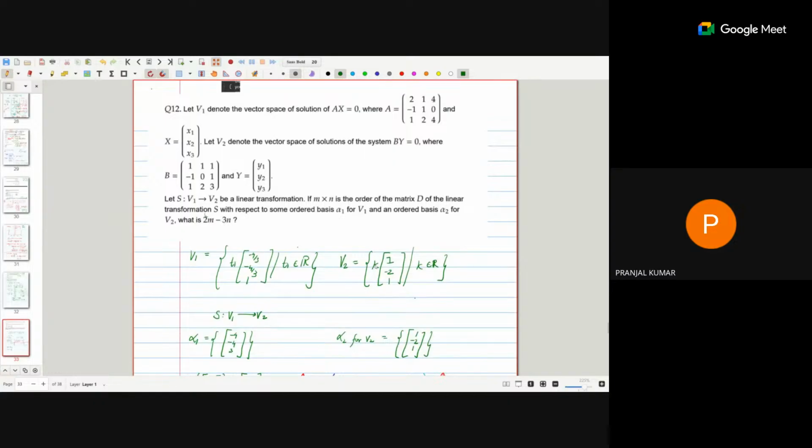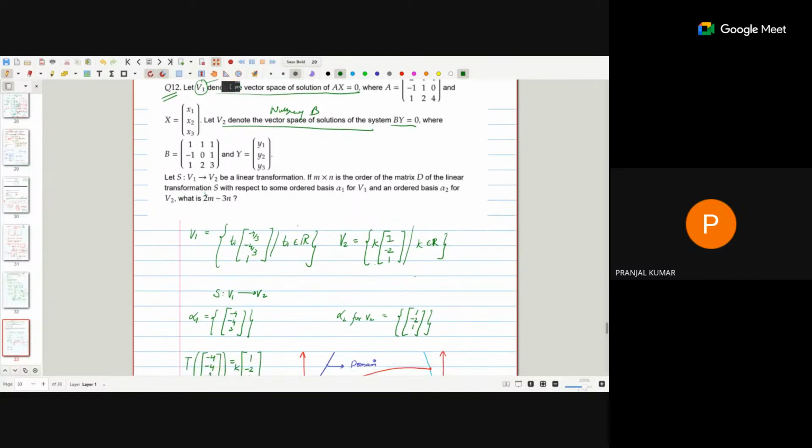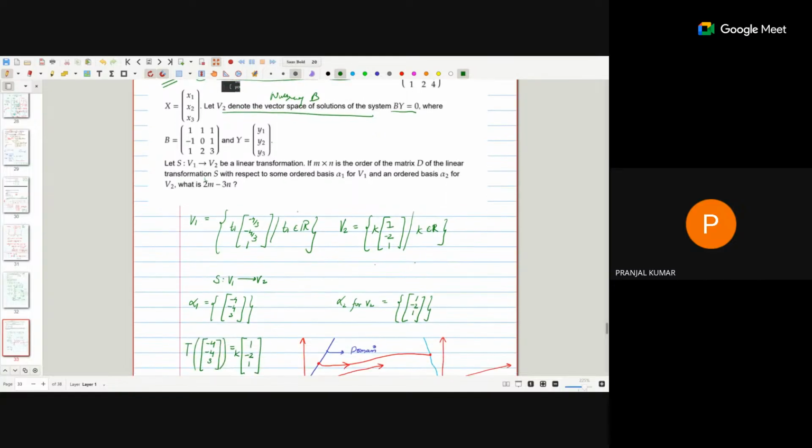Okay, so question 12. Now, let V1 denote the vector space of solutions of Ax equals 0. Again, I think we have seen this question. So V1 is the null space of A. This is a continuation of that only, just that it is in week 6. Now V2 is the null space of B, denoting the vector space of solutions of By equals 0. So it is the exact same question, just there is another part to it.